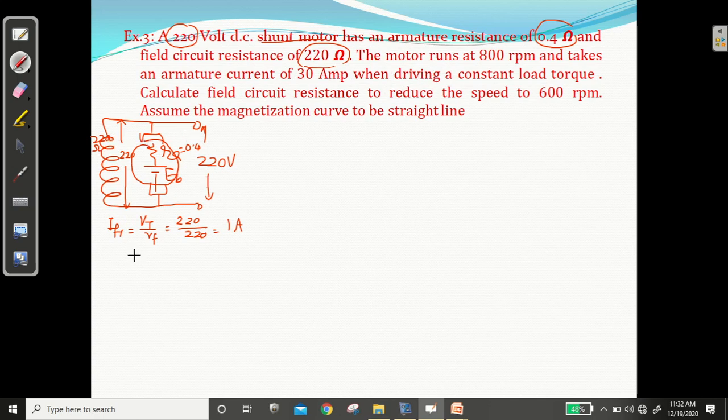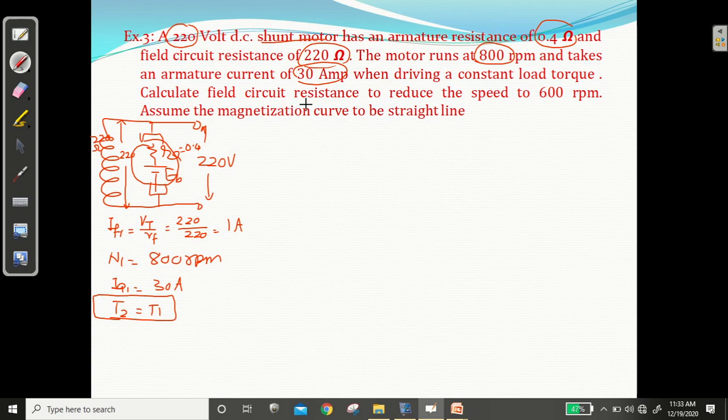The motor runs at N1 is given. कितना N1? 800 RPM. Motor runs at 800 RPM and takes an armature current of 30 ampere. So IA1 is given. कितना? 30 ampere it is given. When driving a constant load torque, मतलब T2 is given equal to what? T1. That condition is very important. It will be given T2 equal to T1, constant load torque.